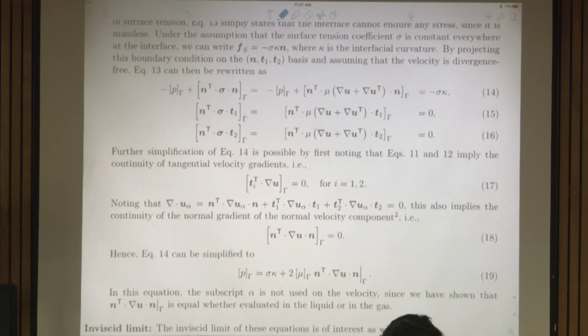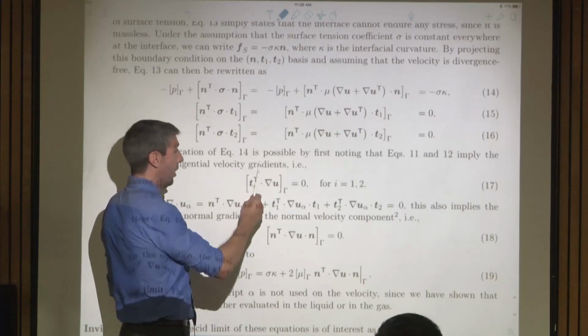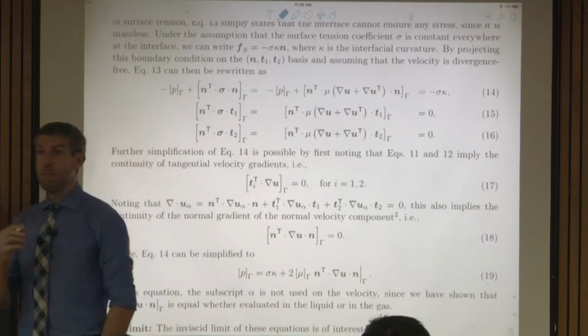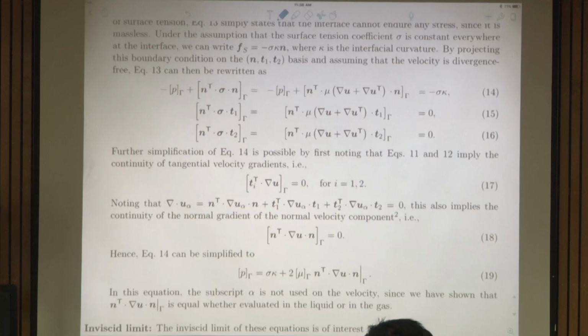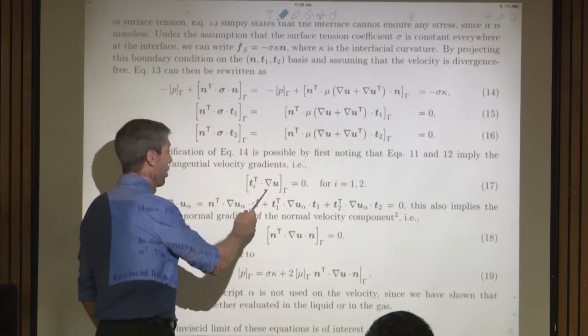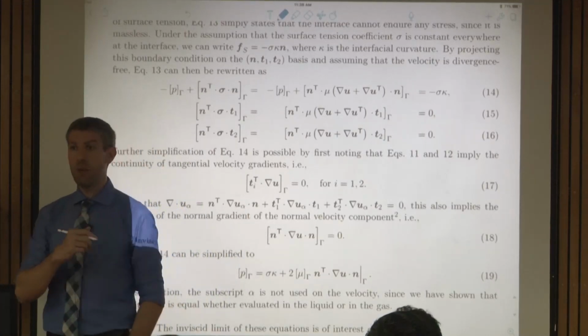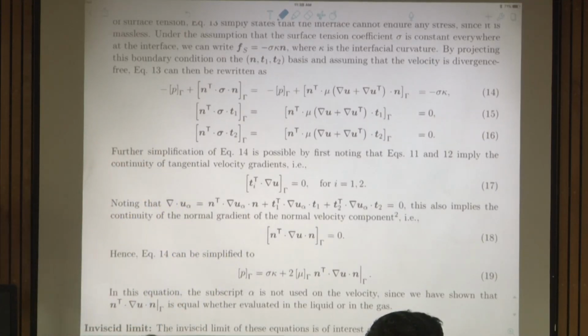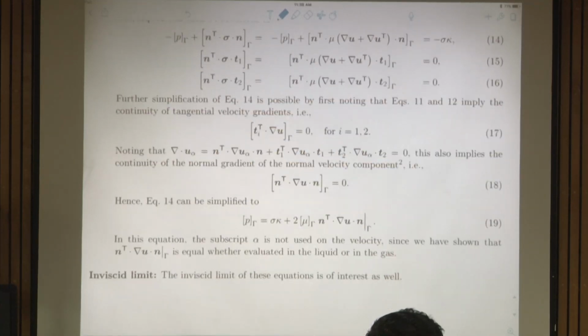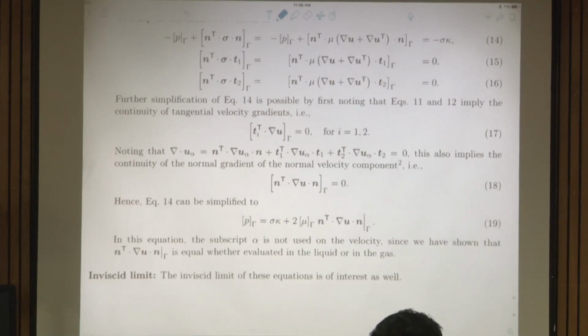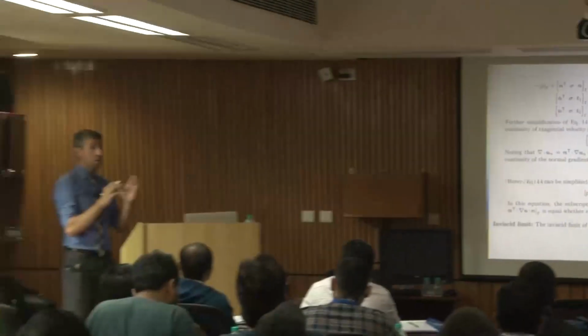So, we have those three equations. We can simplify them further by looking at what it means for a velocity to be continuous at the interface. At this point, we have a normal velocity that's continuous at the interface and a tangential velocity that's continuous at the interface. That means that if I take the gradient of my velocity in the tangential direction, it should also be continuous at the interface. Therefore, there should be no jump. You have to be careful. The gradient in the normal direction doesn't have to be continuous at all.